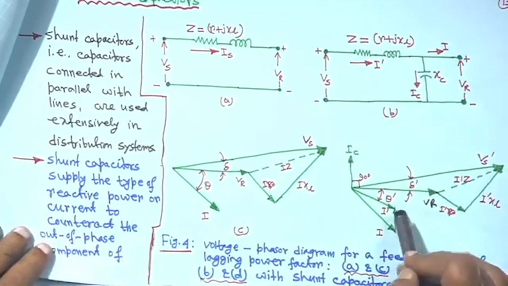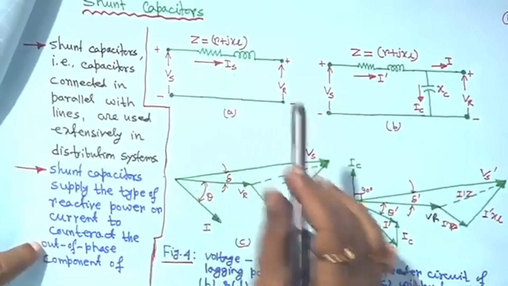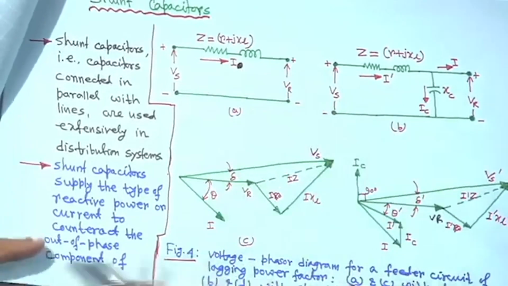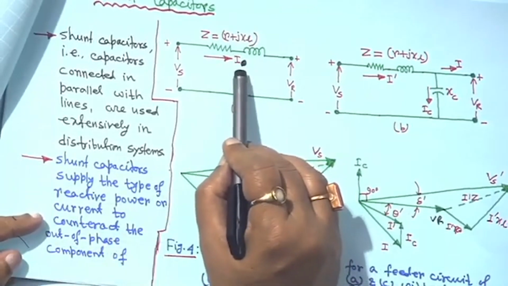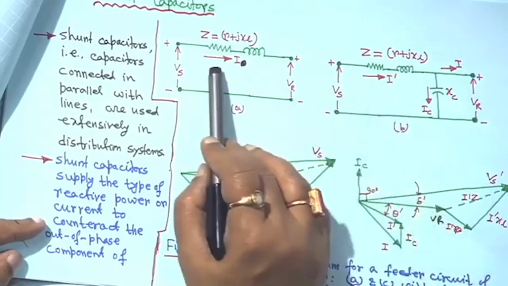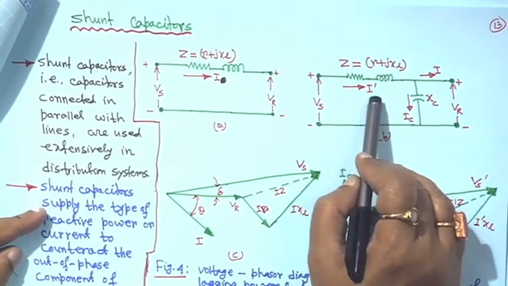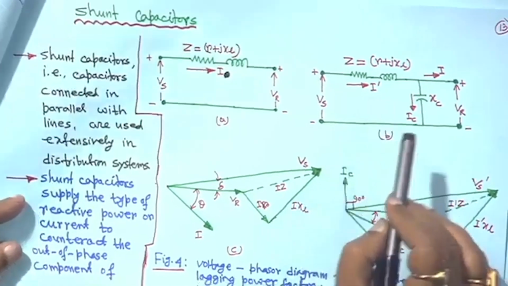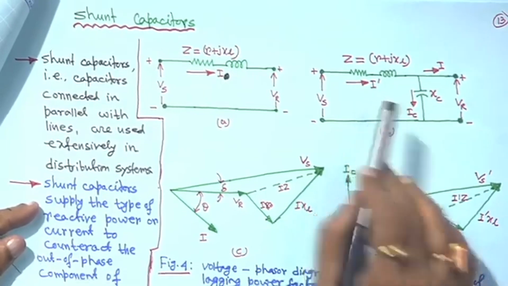If current decreases, the loss I squared R decreases. Here it was current I, so it was I squared R, and the magnitude of I was greater than this one, so the power loss is high. But from this diagram you can make out that the magnitude of I dash compared to this I is decreasing. So the power loss will be I dash squared into R, and the power loss will decrease. So the main purpose of the shunt capacitor is to reduce the power loss in the network.